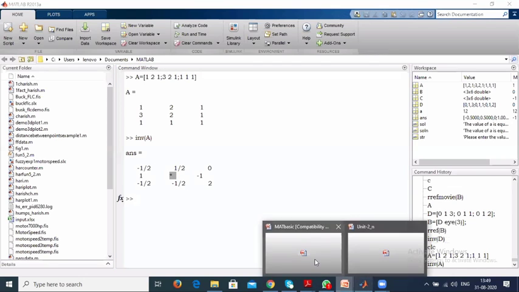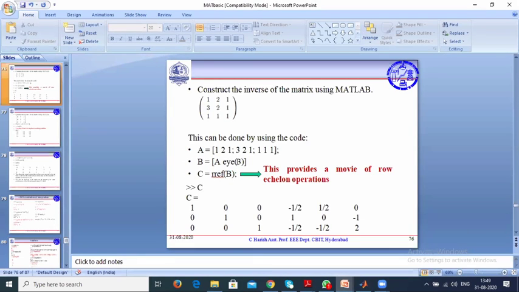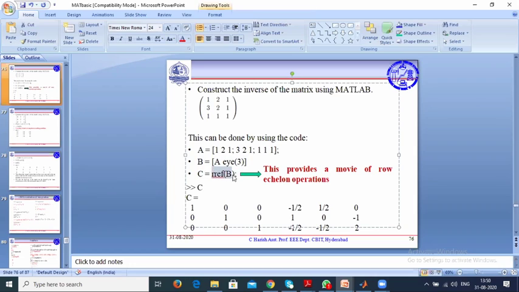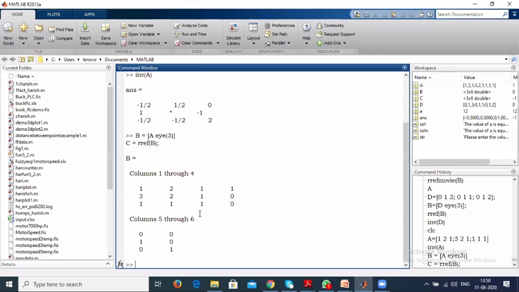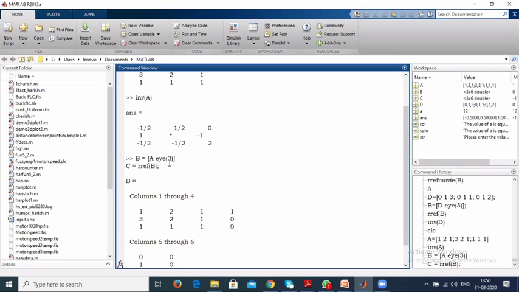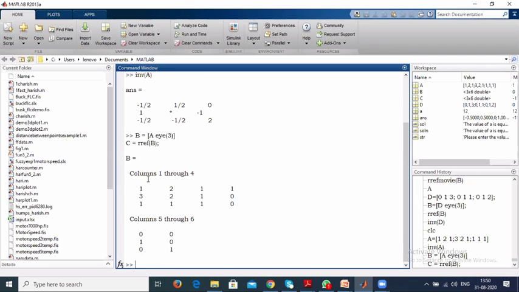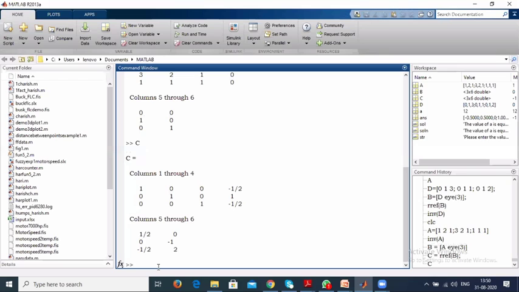But when you use this command, rref of B, it will generally give the exact values. If you want me to exclude this one, I'll copy paste this one. Control C. If I write this command, what is it going to do? B equal to A of eye of 3. Here I am suppressing the output. But if you want to see it, I have used a capital C. C equal to, it is going to generate.